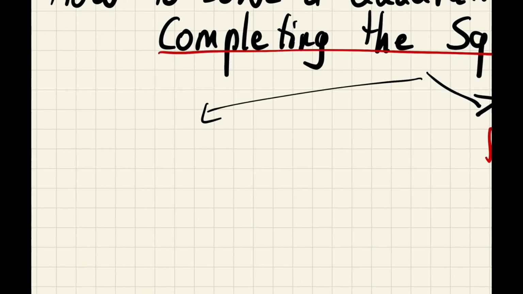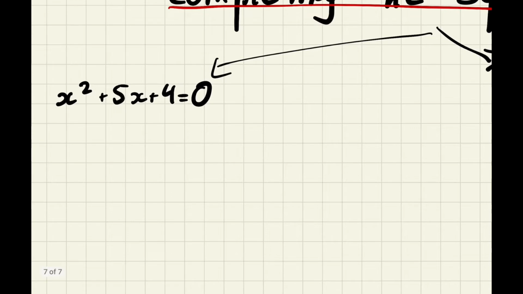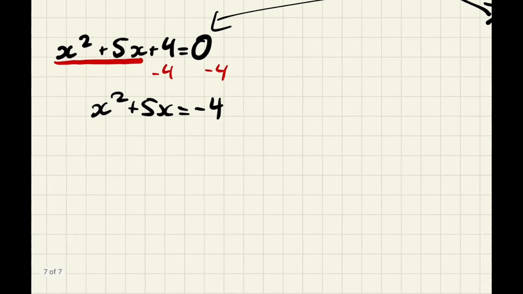Let's go over here. So let's start off with the example I just gave. x squared plus 5x plus 4 is equal to 0. So to complete the square, there's a couple of things we need to do. First of all, we need to just get the x terms on the left-hand side. And to do that, what we do is just get rid of the 4. So then we'll have x squared plus 5x is equal to minus 4.